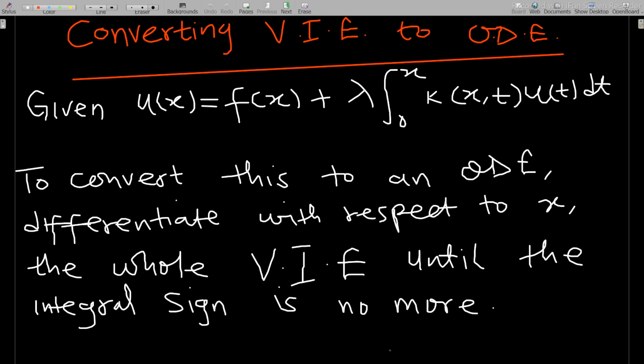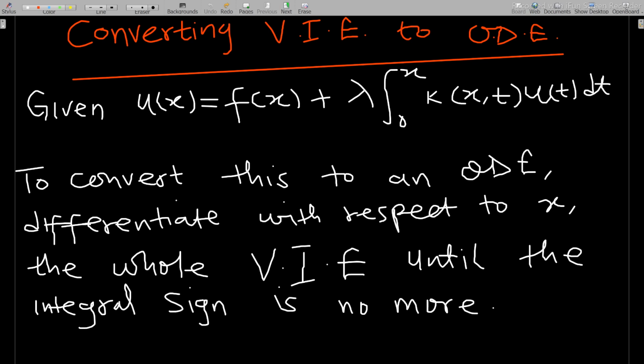Okay, let's start. So given a Volterra's integral equation, I hope you understand why it is a Volterra, because for a Volterra's integral equation, the upper limit is actually a function of x. Particularly in our course, the upper limit is supposed to be x, and here we have an upper limit to be x as well, okay?